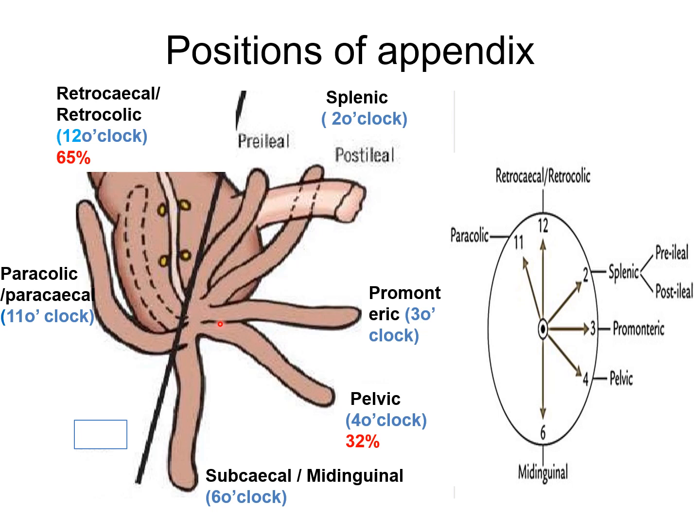The fifth position is the pelvic position, which is also known as the 4 o'clock position, which is the second commonest position. Here the appendix descends downwards and medially and crosses the pelvic brim and enters the true pelvis. And the last position is the mid-inguinal or subcecal position. It is also known as a 6 o'clock position. Here the appendix passes vertically downwards below the cecum and points towards the inguinal ligament.